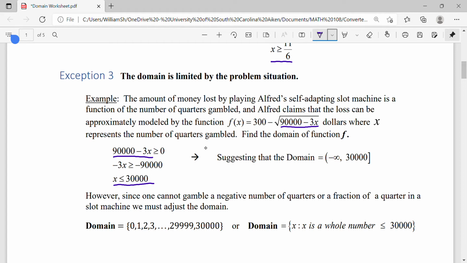Now something to notice here, if you didn't catch it while we were solving through, is that we had to divide by a negative 3 here, which caused our less than or equal to or greater than or equal to sign to switch. Remember, anytime with inequalities, if you divide or multiply by a negative, your inequality sign is going to switch. So right now we are limited to x being less than or equal to 30,000. This suggests that the domain is negative infinity to 30,000.